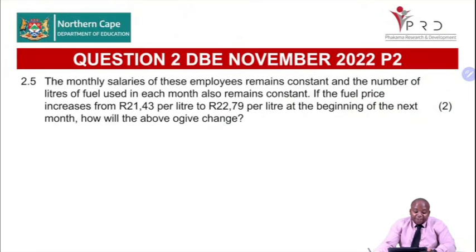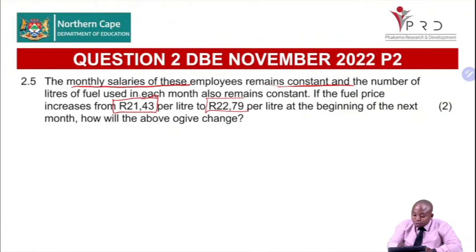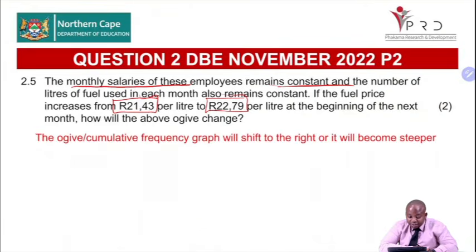Now 2.5 reads as follows. It says the monthly salaries of these employees remain constant, so the salary does not change. The number of liters of fuel used in each month also remains constant. The fuel price increases from 21.43 to 22.79 per liter at the beginning of the next month. How will the above ogive change? Right, so what we are going to see is the following.